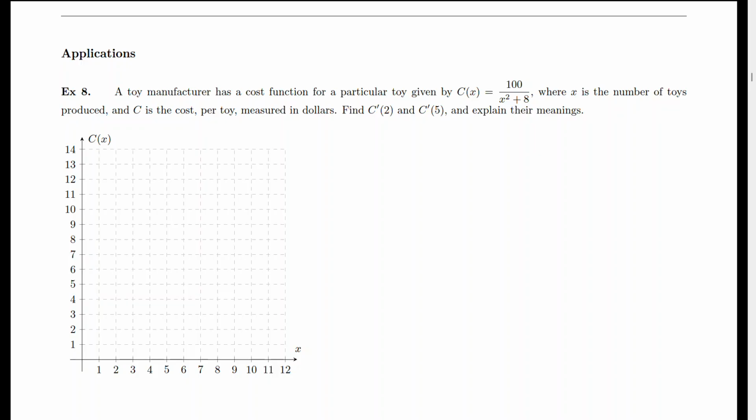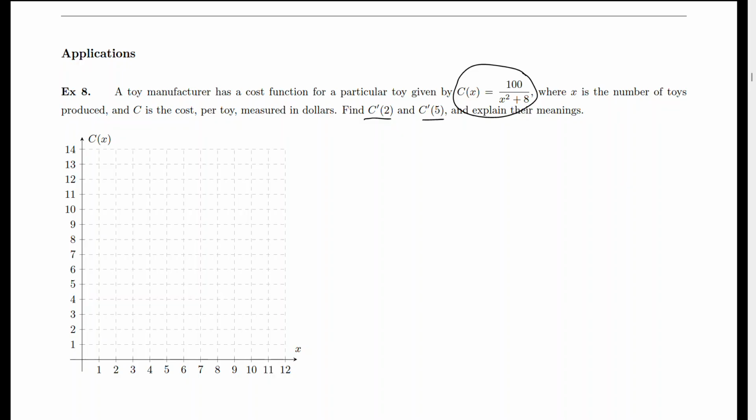So great, that's all written. I'm being told this little story. So the first thing I need to pay attention to is that they want me to find c prime of 2 and c prime of 5. And also they want me to explain what these things mean. So remember, this is the derivative and this is the derivative. And I'm given a cost function. So in a way, they're saying we want you to find the derivative and we want you to explain what c prime of 2 is and c prime of 5 is.